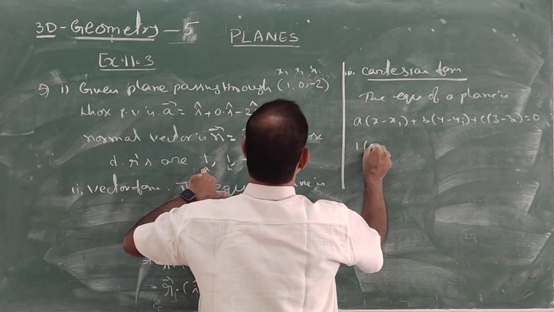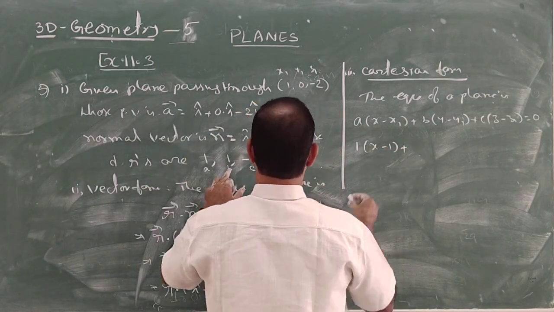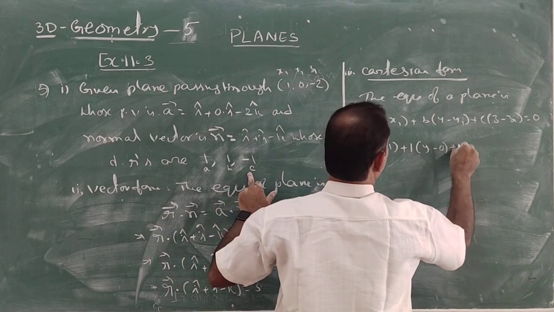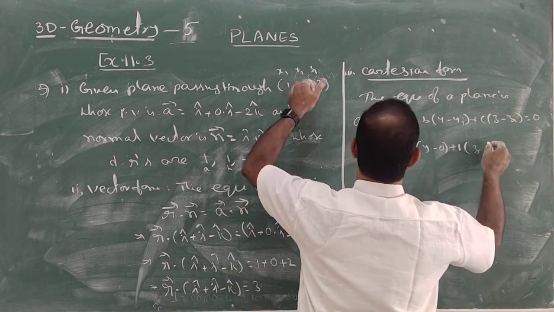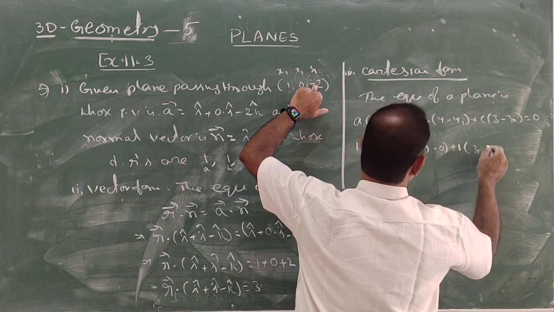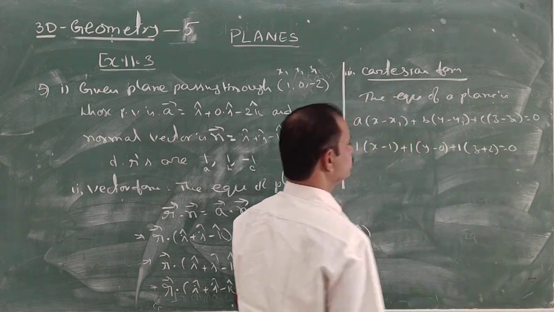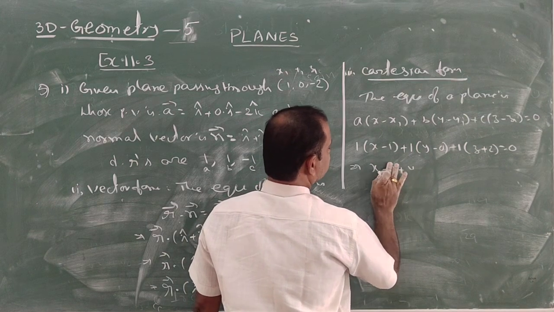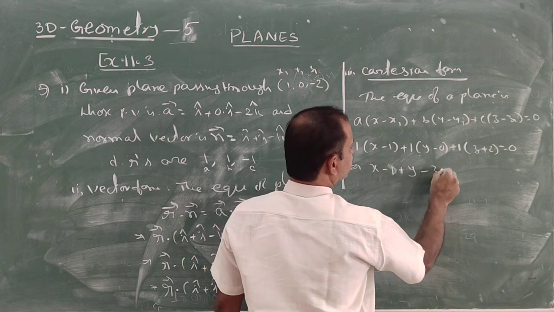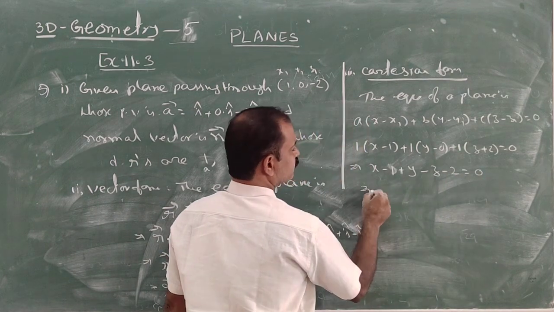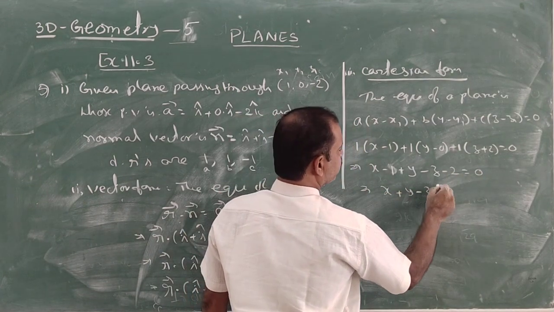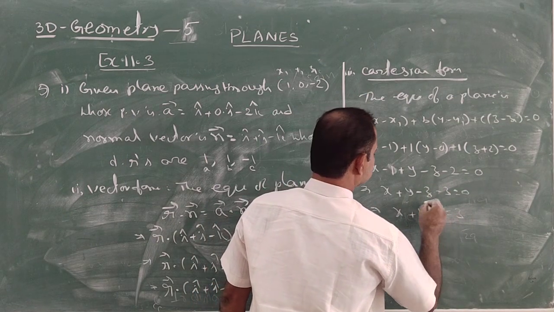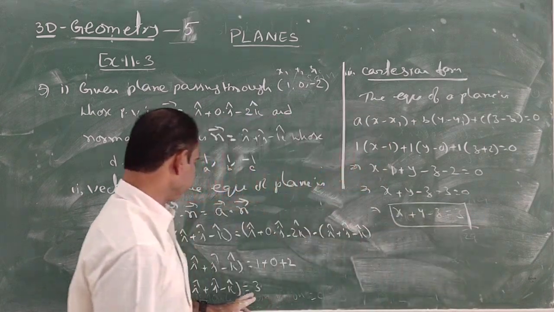That is 1 into (x minus 1) plus 1 into (y minus 0) plus c is minus 1 into (z minus of z1, that is z minus of minus 2, z plus 2) is equal to 0, which implies x minus 1 plus y minus z minus 2 is equal to 0. This is x plus y minus z minus 3 is equal to 0, or x plus y minus z is equal to 3. When you see both, it will be the same.